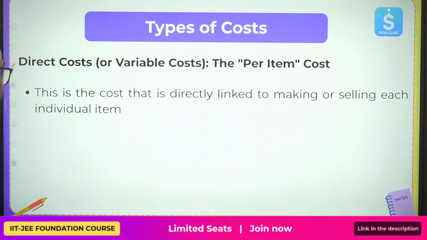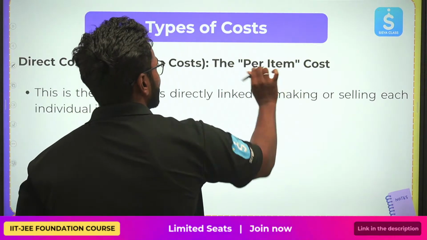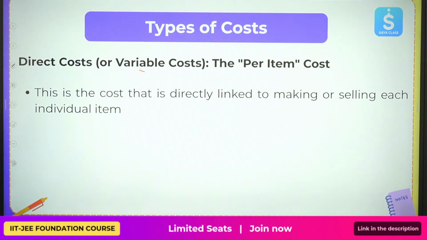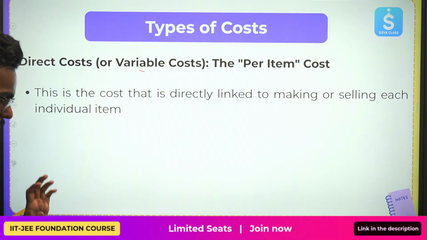Let us see types of cost. Coming to direct cost or variable cost. This is the per item cost. Let us see the definition first. This is the cost that is directly linked to making or selling each individual item.